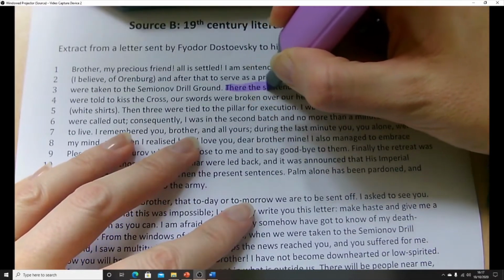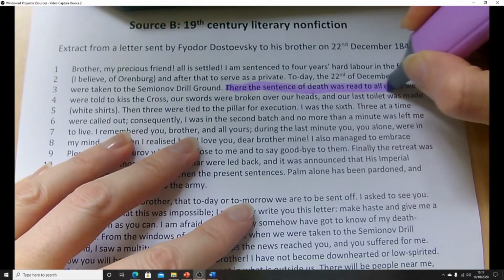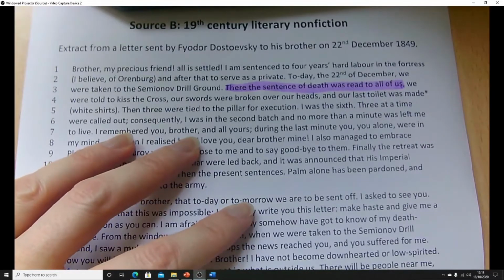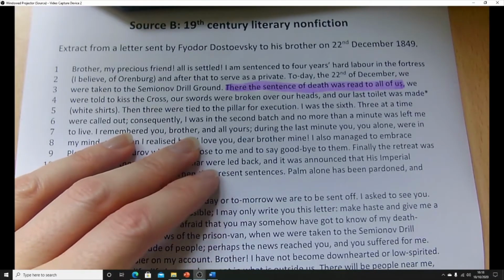Okay, so very different experience there. He has literally been read a death sentence. So his is very much a first-hand experience where he himself thought he was about to die.